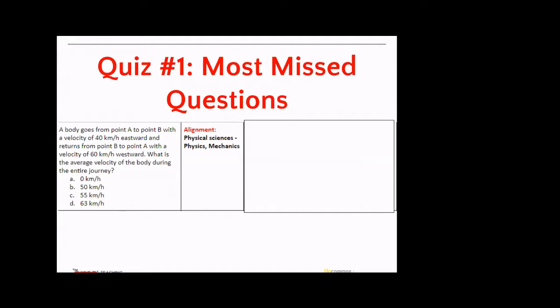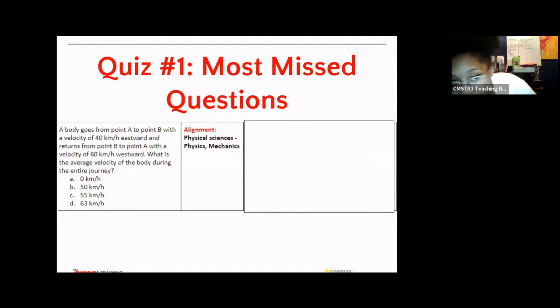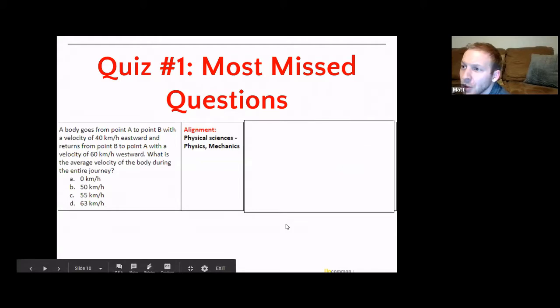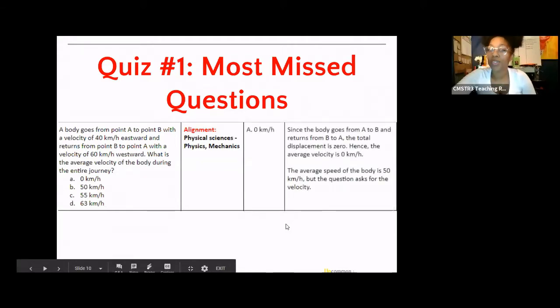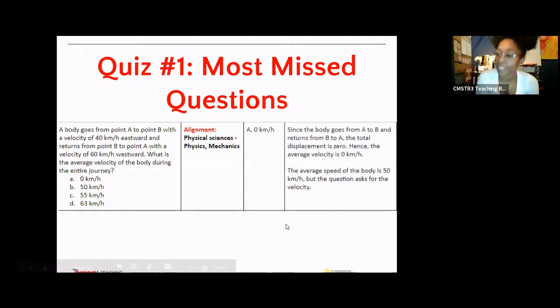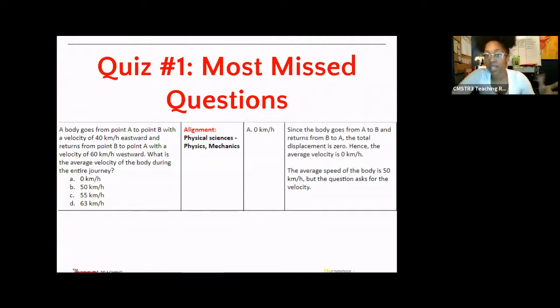What were you guys thinking for this answer? 0. Why 0? The displacement is 0. You are 100% correct. Because the displacement is 0, the velocity must also be 0. I think some people were thinking about speed because the formulas are so similar. So speed is distance over time, but in this case, because the displacement is 0, we have no velocity. So great catch.